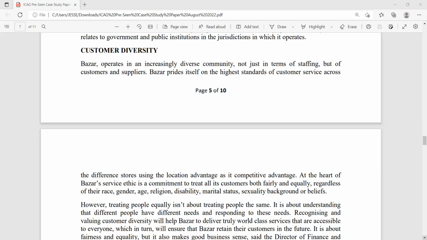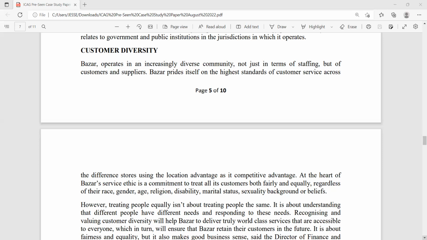Now, Bazar prides itself on the highest standards of customer service across the different stores, using the location advantage as its competitive advantage. So that is a key for them, using their location. At the heart of Bazar's service ethic is a commitment to treat all of its customers both fairly and equally, regardless of their race, gender, religion, etc. Because Bazar has a diverse customer base, these customers come from different backgrounds, have different experiences, different beliefs, etc. And so if you as a company are going to succeed in nurturing this customer base, you would have to tailor your services to the needs of the unique customers that you have.